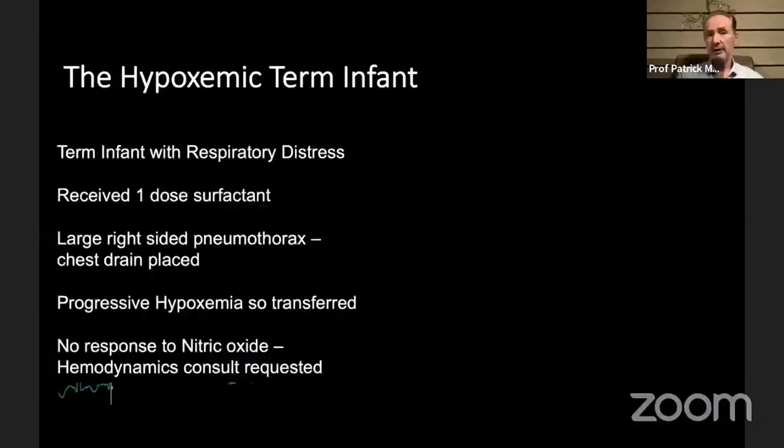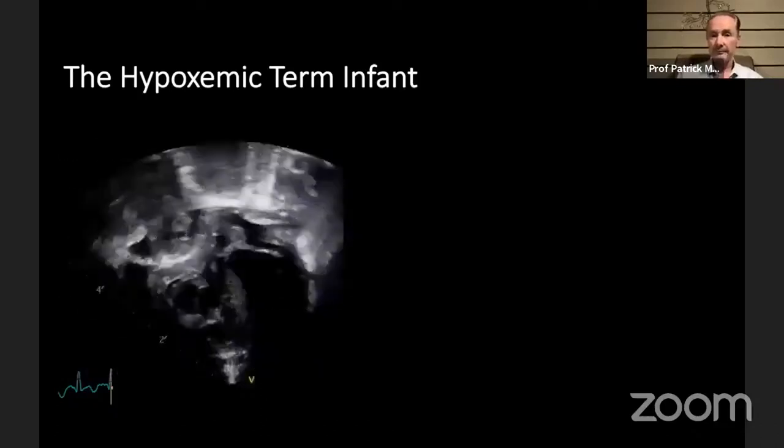Recently, we had a term infant sent to us from a community hospital. The baby had received 1 dose of surfactant, had a large subsequent pneumothorax for which a chest drain was placed, and the baby was transferred to us because of progressive hypoxemia. The team started him on nitric oxide, but there was really very little benefit.